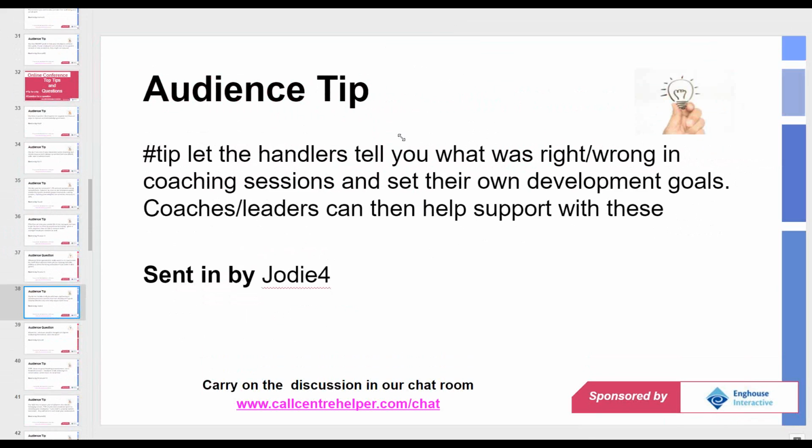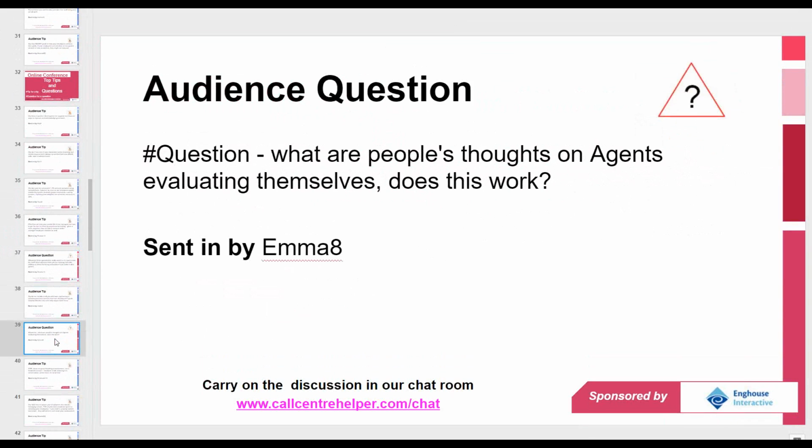Exactly. Let handlers tell you what was right or wrong in coaching sessions, and let them set their own development goals. Coaches and leaders can support these. I think that ties in with what we've been saying earlier. Emma's interesting question: what are people's thoughts on agents evaluating themselves? Does this work? Chris, any pointers?